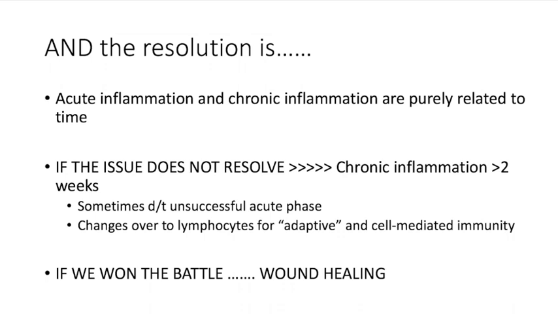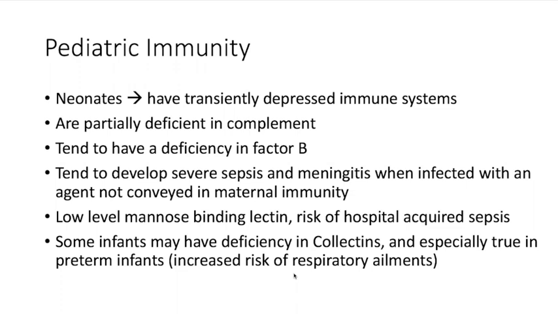If we won the battle, then we're going to progress into wound healing, and we're going to get connective tissue replacement either by scarring or fibrosis, and we will make the area new again. A couple different things to talk about are differences with adult, elderly, and pediatric immunity. Neonates, they have transiently depressed immune systems. It may work one day, may not work well the next day. They are partially deficient in complement. It takes a while for these to be manifested by the pediatric liver and getting those systems in place.